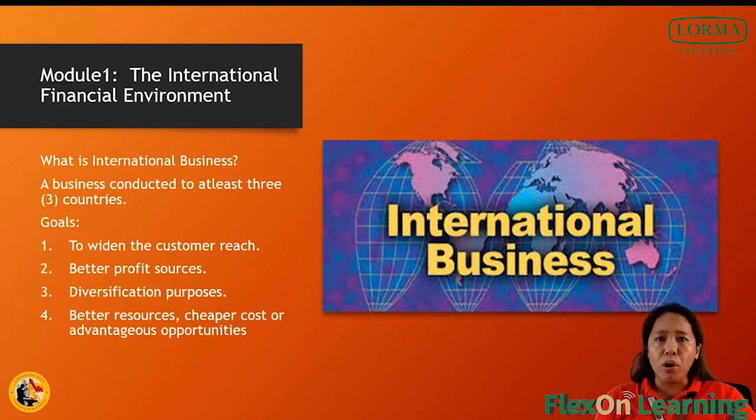And the main reason why most firms or companies are going international is that they have the following goals. Number one is to widen customer reach. They want to increase the number of customers. Their customers here in the Philippines are not enough for them to reach sales goals, for example. They want to become richer. They want to have higher profit. Number two is better profit sources. Same as number one, while you are looking for further customers, you are also increasing your profit.